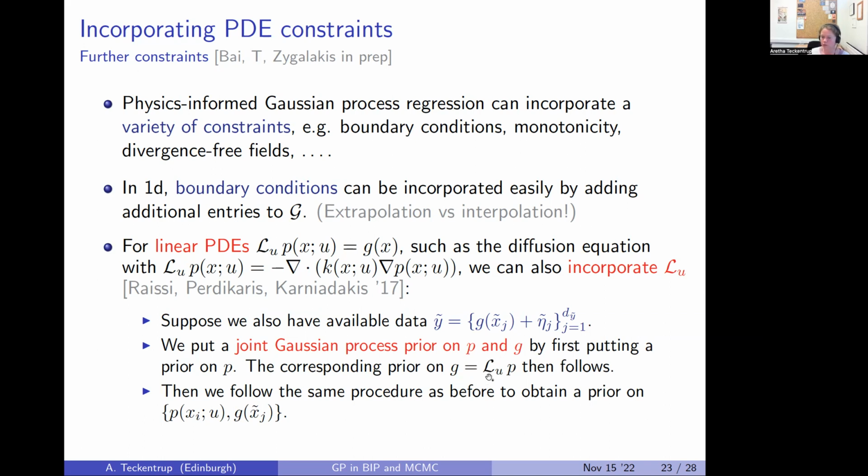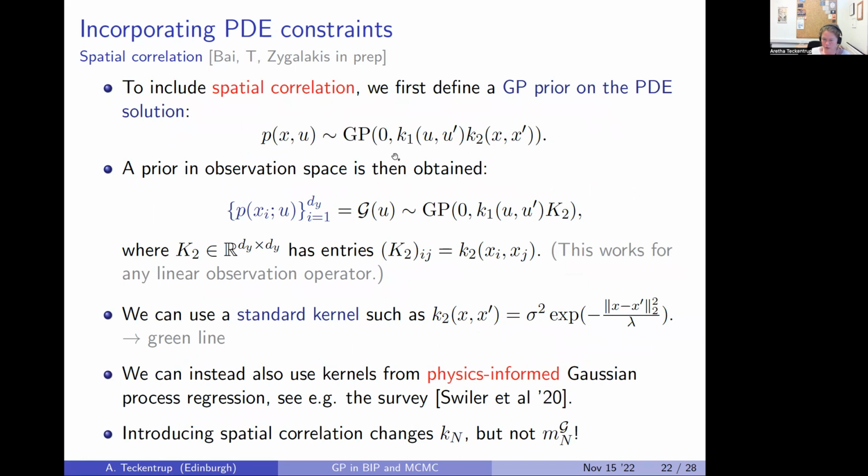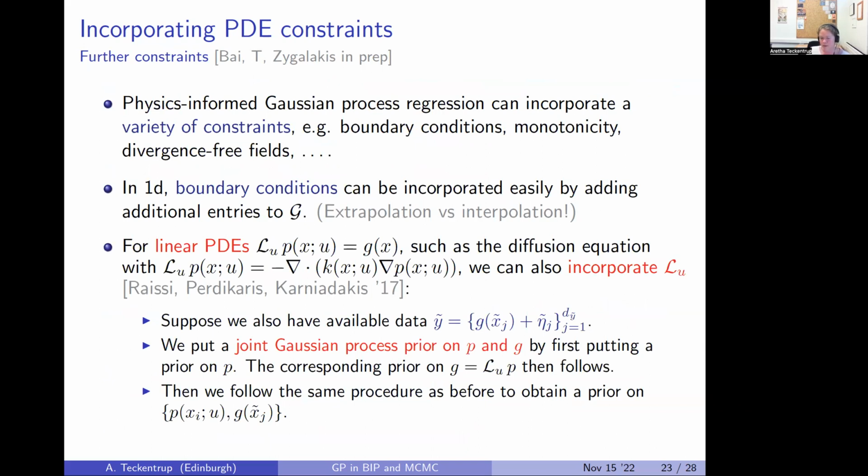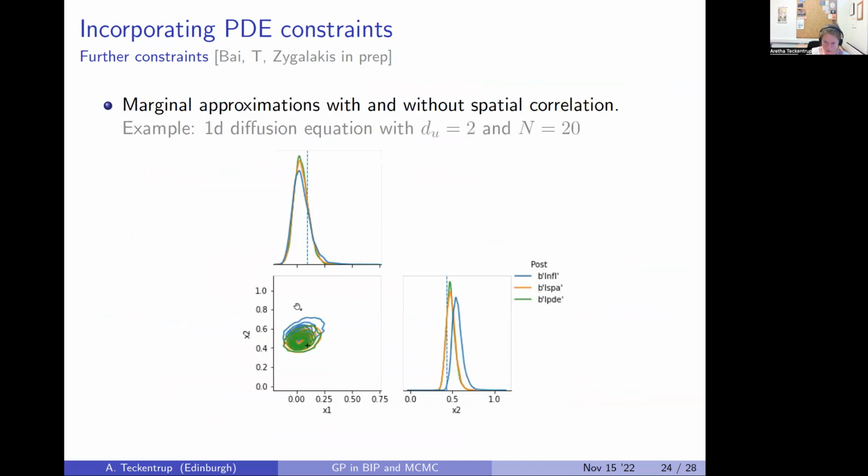So it's crucial that L of U is linear. Once you have this prior on P, you can apply the linear operator L of U to it to get a corresponding prior on G, and then, in addition to conditioning on point observations of P, you also condition on point observations of G, which are usually very easy to obtain. That allows you to incorporate the PDE constraint as well, right? If you're interested in this approach, that was pioneered in this paper here, and there's more details on it there, right? So let me just quickly show this last figure.